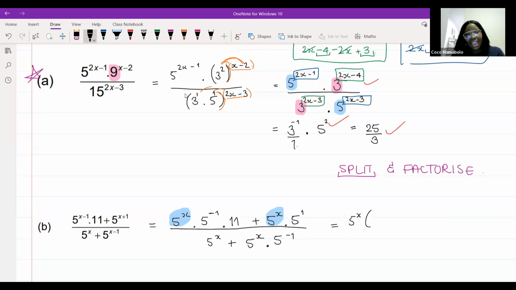What do I have left? Anybody want to put their hand up and tell me what do we have left? Ooh, we're actually out of time. Right, I'm going to get 5 to the power of minus 1 times 11 plus 5 to the power of 1. Give me a thumbs up in the chat if you agree with me on this answer that I've got here. Are we all together? Thank you, teacher Nels. I've got 1 second.